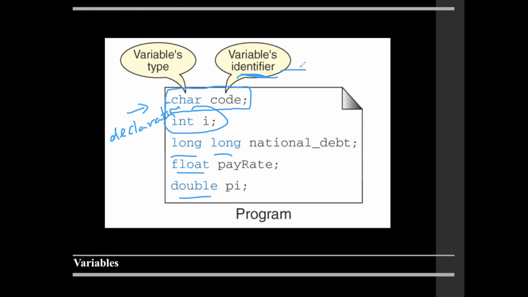Identifier, you can have it as a name. So a variable's name or a variable's identifier, they all have a type associated with it, and this is how you declare. Notice that the declaration itself is a statement which ends with a semicolon. You have to have a semicolon in order for this entire line of code, char code, integer I, long, whatever, to be registered in your memory. And notice that there's no value currently assigned to these things.